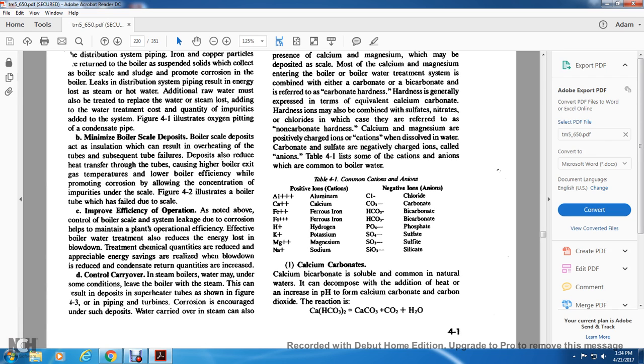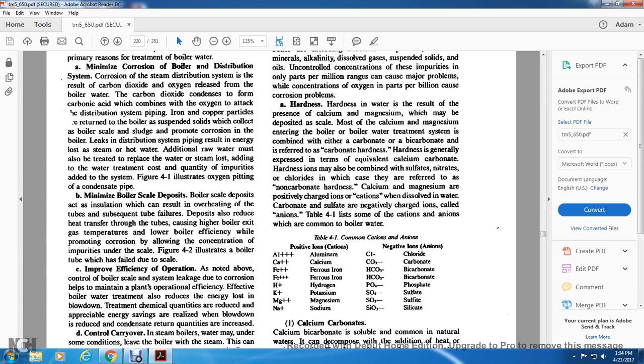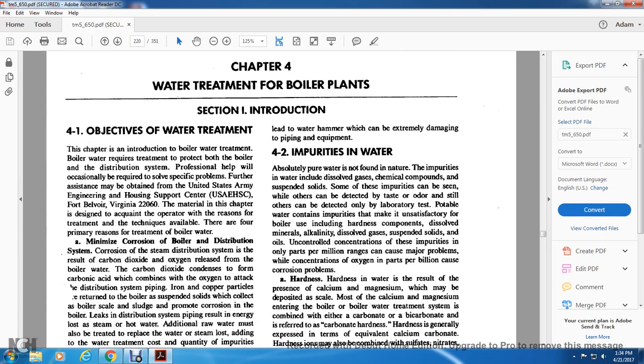D. Control carryover. In steam boilers, water may under some conditions leave the boiler with the steam. This can result in deposits in superheater tubes, as shown in Figure 4.3. Piping and turbine corrosion is encouraged under the deposits. Water carried over in the steam can also lead to water hammer, which can extremely damage the piping and equipment.